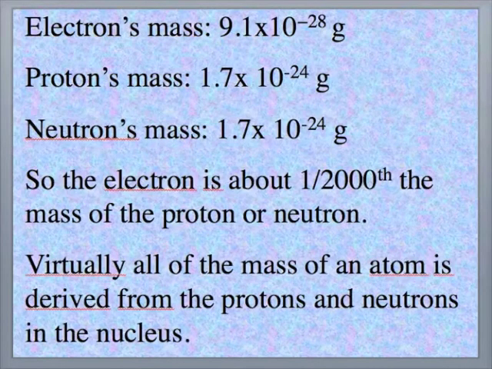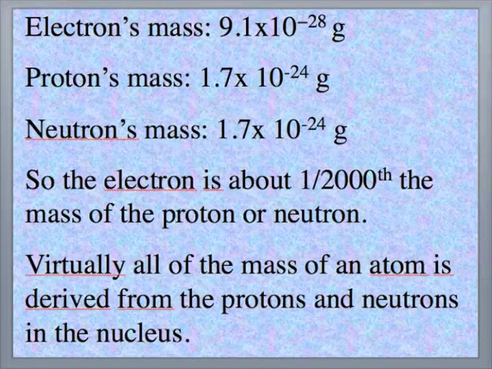So, to summarize the masses, the electron's mass is 9.1 times 10 to the minus 28 grams. The proton's mass is 1.7 times 10 to the minus 24 grams, about 2,000 times heavier. And the neutron's mass is also 1.7 times 10 to the minus 24 grams. So the electron is about 1/2000th the mass of a proton or a neutron. That means virtually all the mass of an atom is derived from the protons and neutrons in the nucleus.